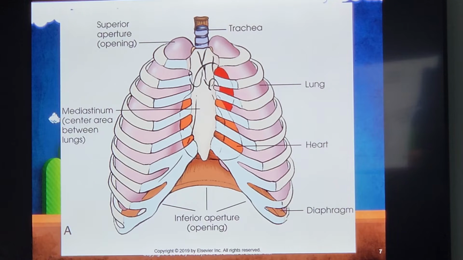There's a picture to describe what I just said. So we have the lungs on both sides. We have the mediastinum in the middle between both of the lungs. And the mediastinum houses the heart, the aorta, the esophagus, everything except the lungs and the pleural space.